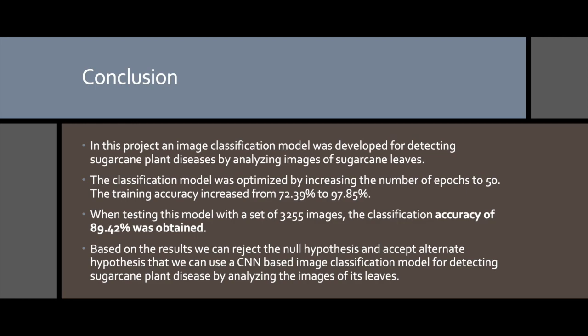Based on the results, we can reject the null hypothesis and accept the alternate hypothesis that we can use a CNN based image classification model for detecting sugarcane plant disease by analyzing the images of its leaves.